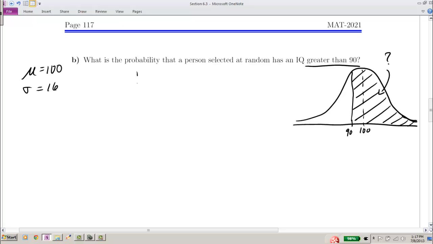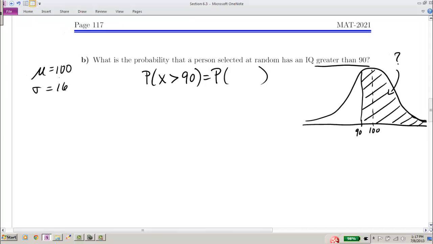So we are looking for the probability that x is greater than 90. Our x values being the IQ scores. So what we want to do is translate this into a statement about z-scores. And to translate x values into z-scores, we use the z-score formula. So the z-score formula is x minus mu over sigma.